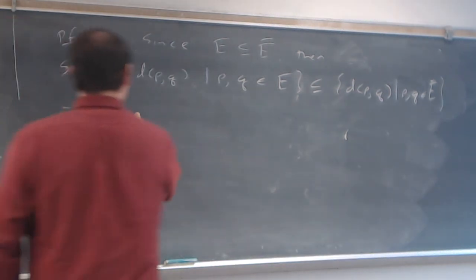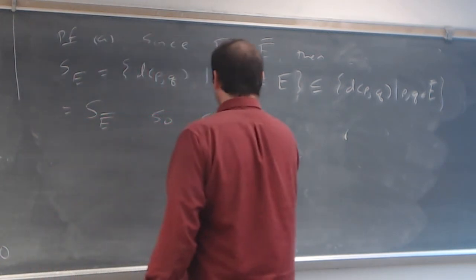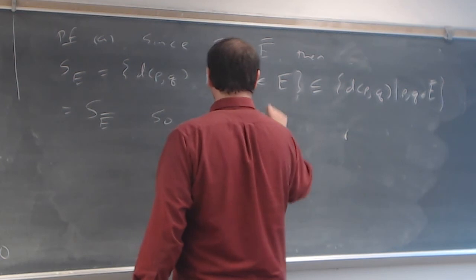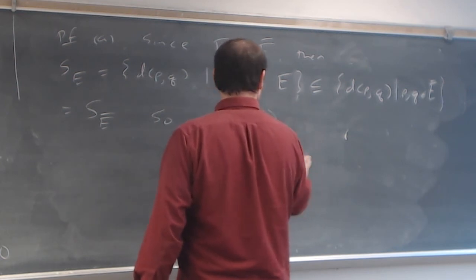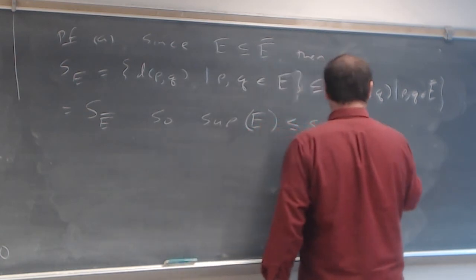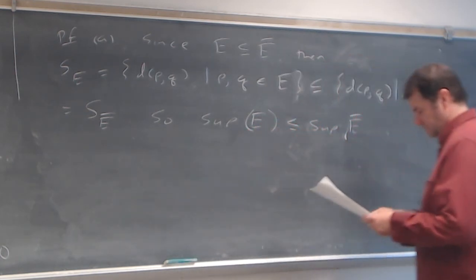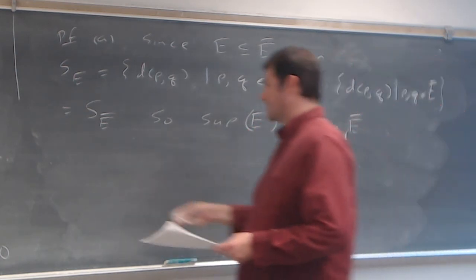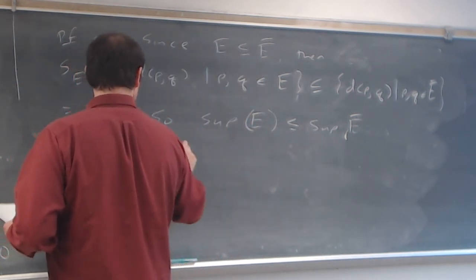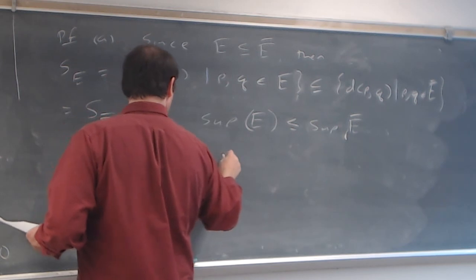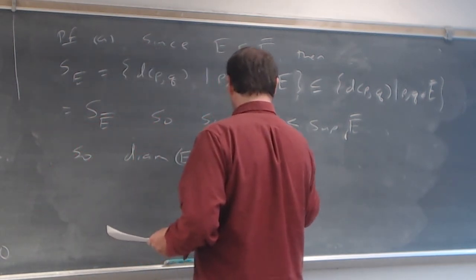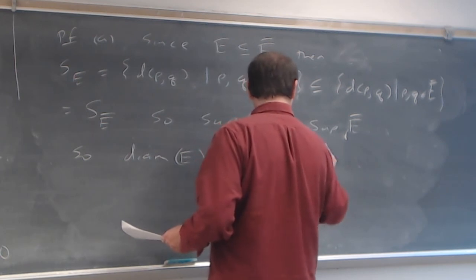So the sup of S of E must be less than or equal to the sup of S of E closure. And so that tells us that the diameter of E must be less than or equal to the diameter of the closure.